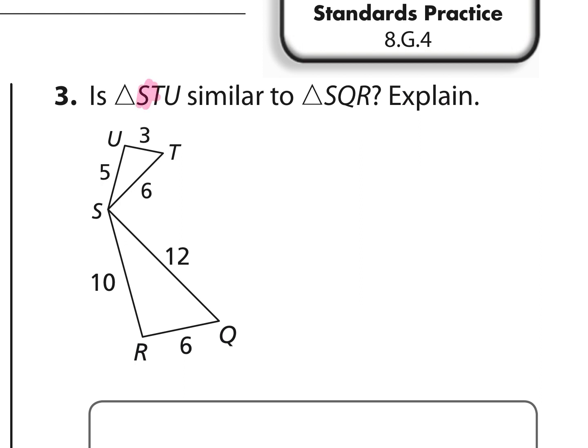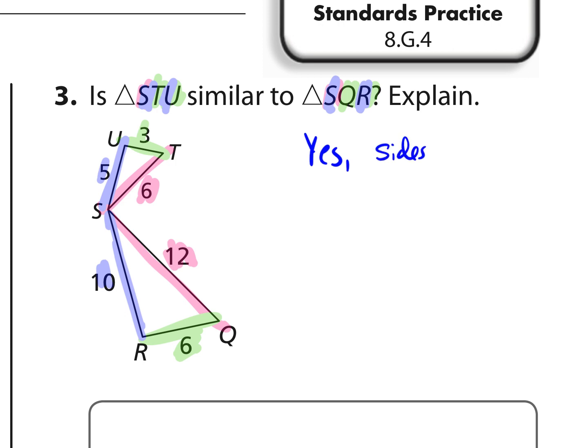Are these triangles similar? Well, starting with ST, it's 6 units, and SQ is 12 units, so it's double. TU is 3 units, and QR is 6 units, so it doubled. And then SU is 5 units, and SR is 10 units, so it doubled. So are they similar? Yes. Sides are doubled, or they're multiplied by a scale factor of 2.